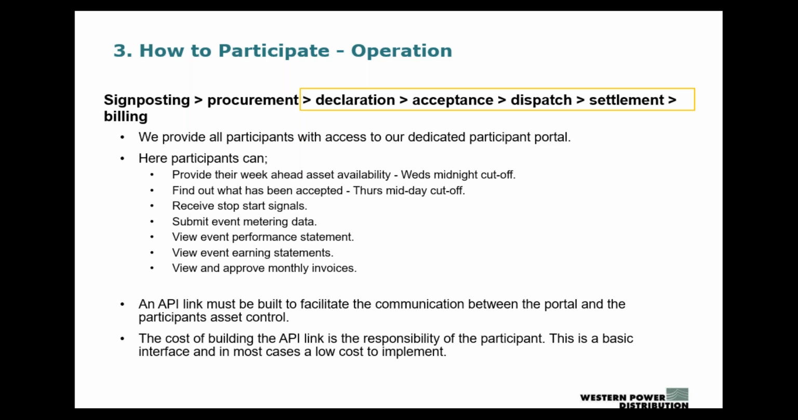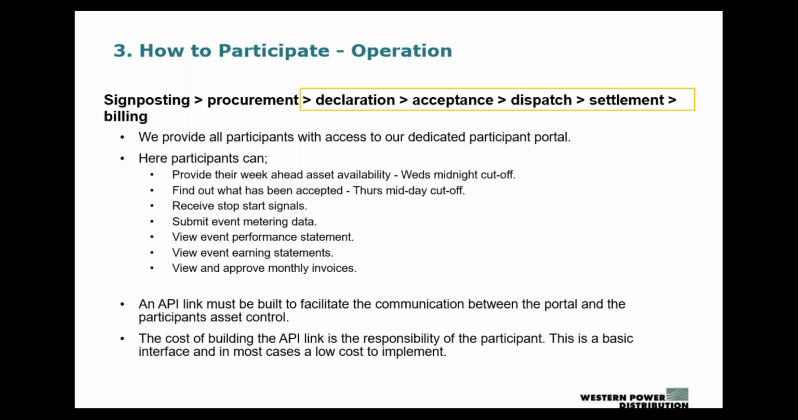So once you have responded to an invitation to tender, as long as you've completed all the correct information in the invitation to tender, you will be awarded a contract. And once you're in contract with us, we give you access to our dedicated participant portal. So this is part of the API communication system that I spoke about earlier, and once you get your access, it's like a calendar view.